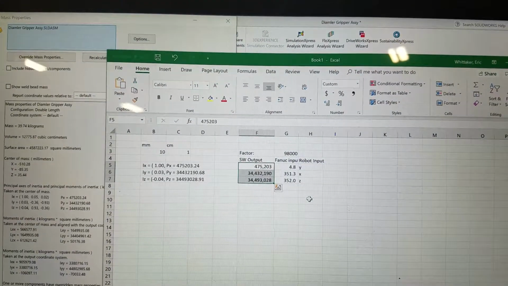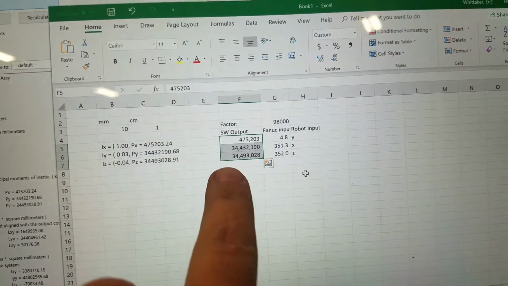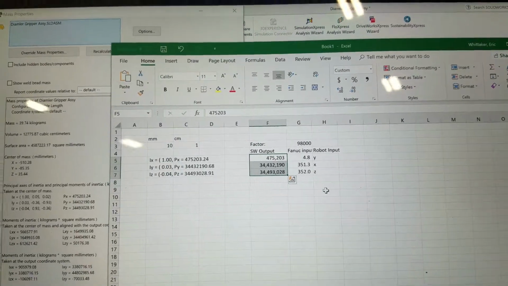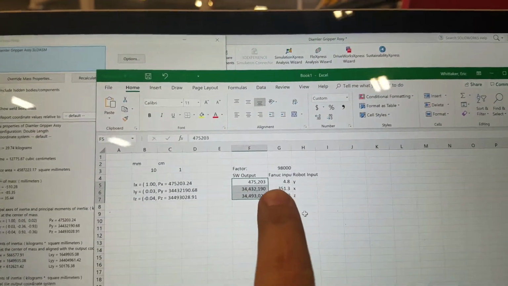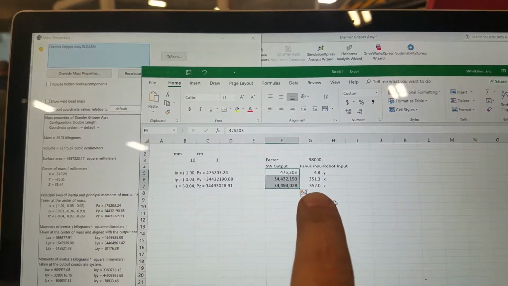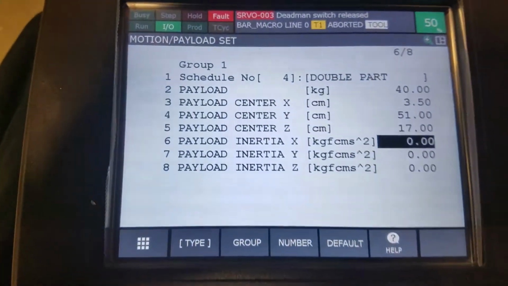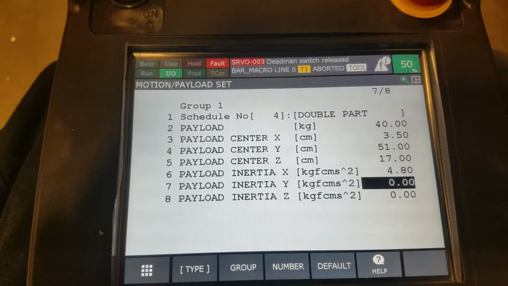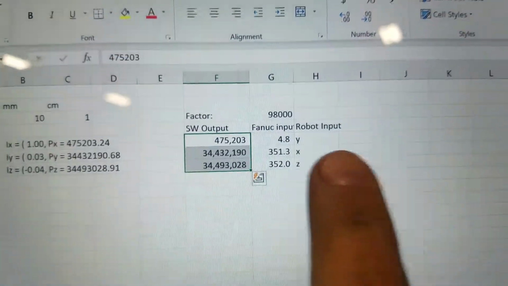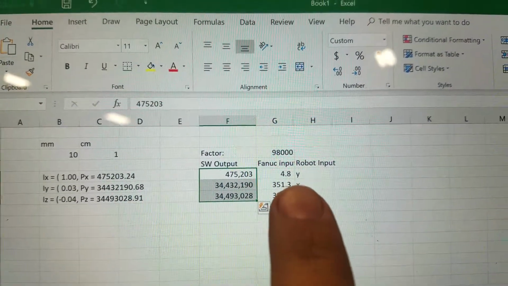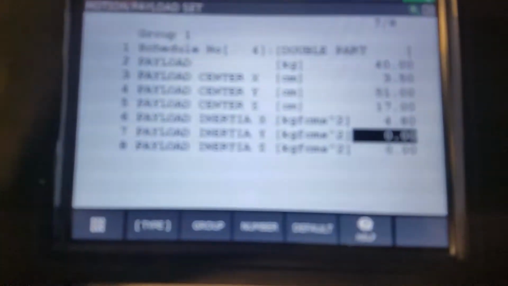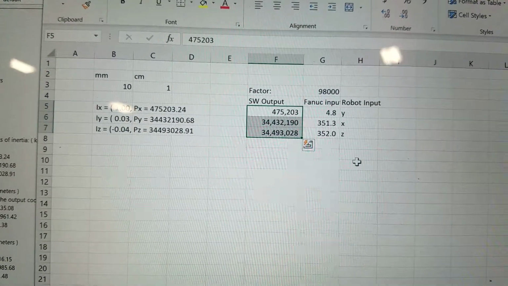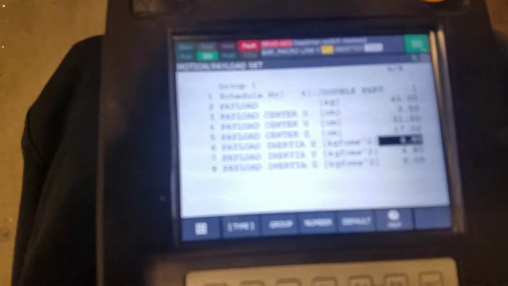Okay, so I typed the numbers in. That one is the two that are the heaviest, 34 million. This is 475,000, and that's kilograms millimeter squared. Anyway, then we convert it to Fanuc's kilogram force centimeter times second squared unit. So we got 4.8. Oh, hold on, I forgot to tell you. You have to make sure whatever coordinate system you're picking out of, you have to choose the right one. So I was supposed to put that last one in Y. So 4.8 actually goes in Y. And then 351 and 352, we'll just call them both 350. Go in X and Z.